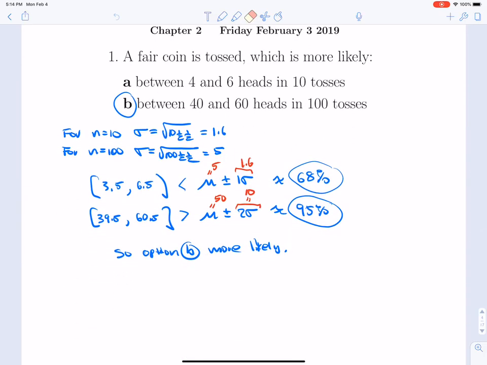One way to think about it is that these intervals are approximately mu plus or minus 1 sigma and mu plus or minus 2 sigma. Mu plus or minus 1 sigma for the n is 10 case is approximately 68%, and for the n is 100 case, it's approximately 95%. That's by the empirical rule. So option B is more likely.